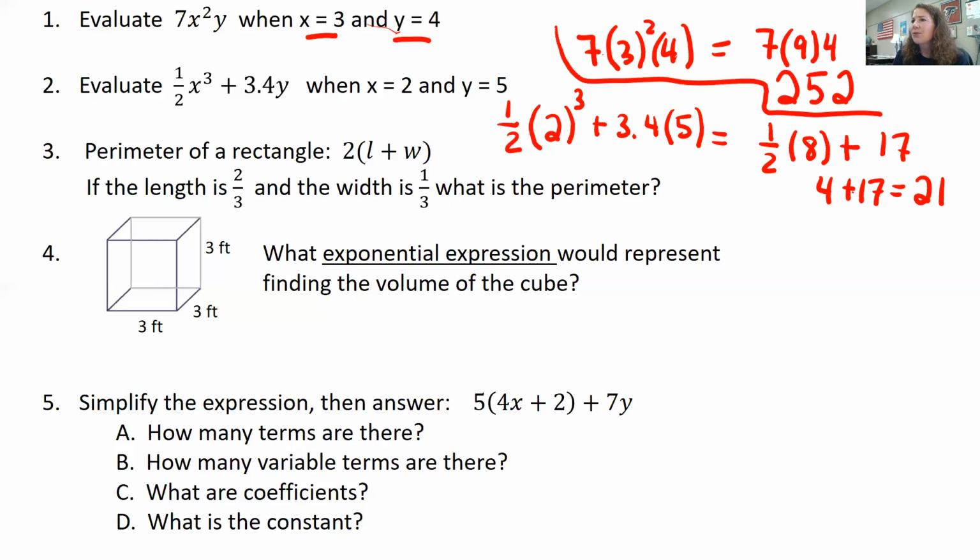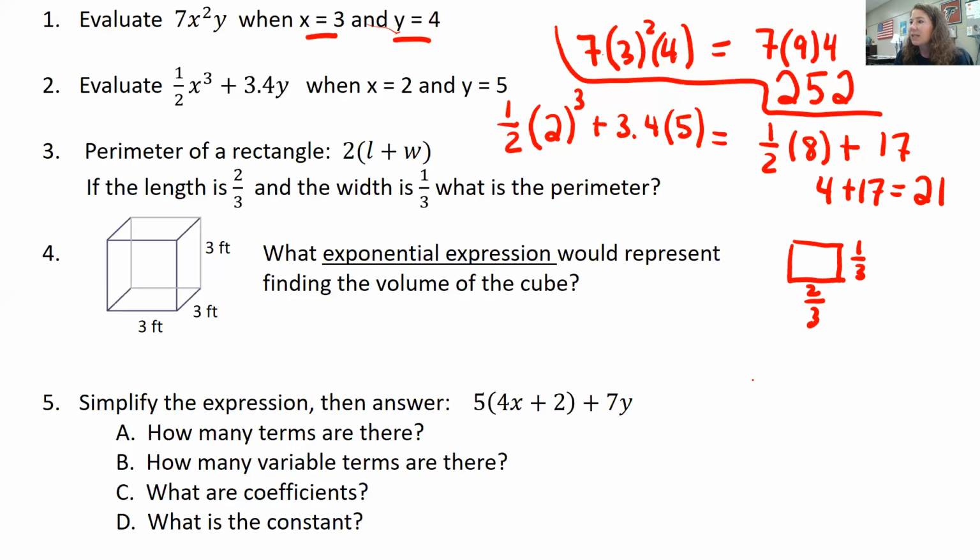All right, look at number 3. It's kind of squished in here with number 4. But basically, the formula to find the perimeter of a two-dimensional figure is you add the length and the width together, and then you double it. So the question is, what if the length were 2/3 inch or whatever, and then 1/3 inch. Well, it tells me to add those two dimensions together, and then I'm going to double it.